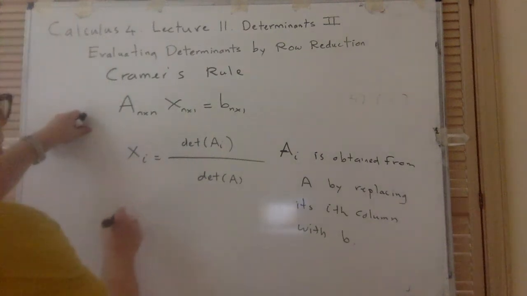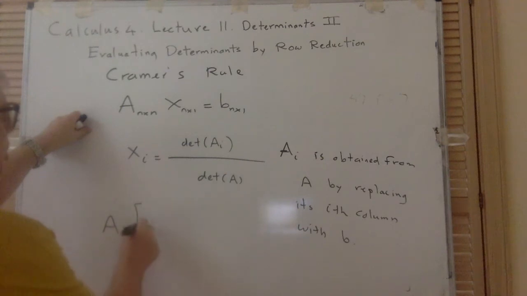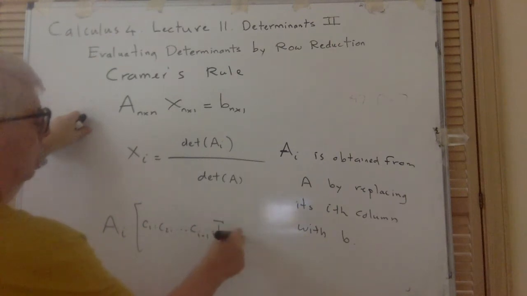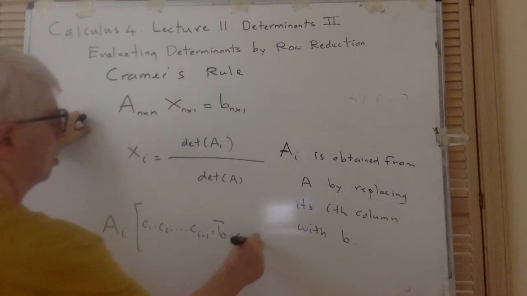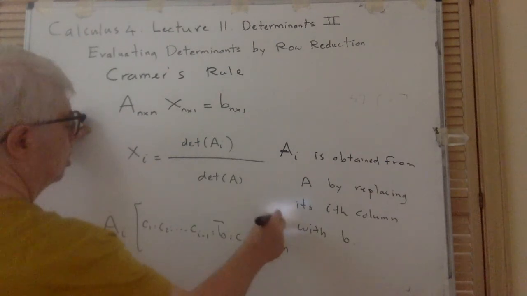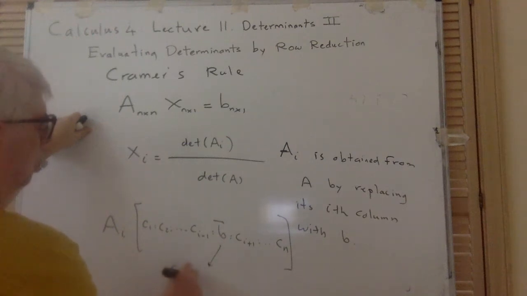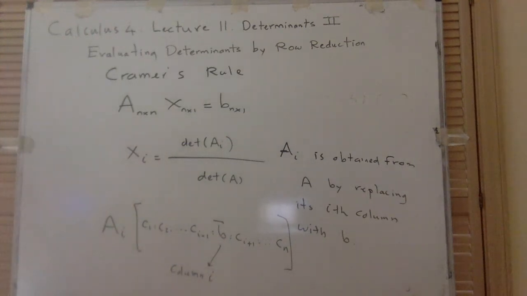So A_i looks like this. Column number 1, column number 2, up to column number i minus 1, then it's b, then it is column number i plus 1, up to column number n. See? So this is column i. Column i is replaced with b. And the determinant of that divided by the determinant of A will give me a solution.